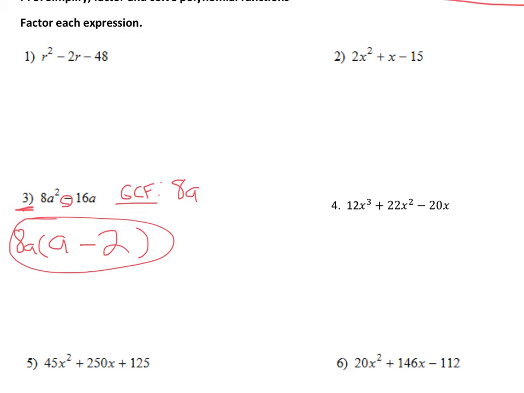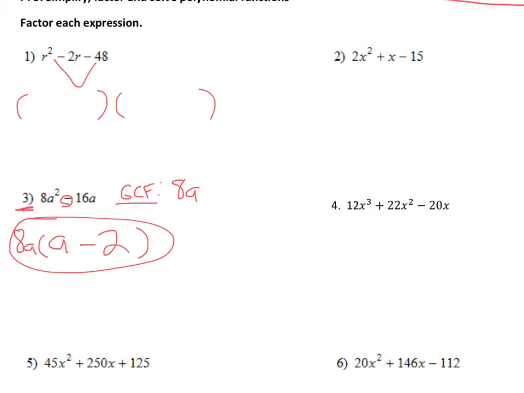Now, if we look at number 1, these three terms, r squared, negative 2r, and negative 48, there is no GCF. I'm not going to have an r in the GCF because there's no r with the 48. So this is where we're going to do a bulk of the factoring. This is factoring a quadratic because the highest exponent here is a 2. So we're just going to factor this into two binomials. And again, this should be a review for you guys.